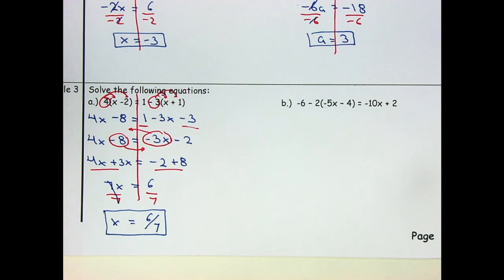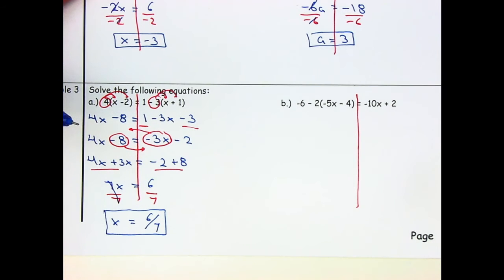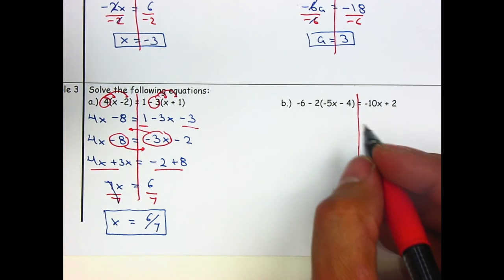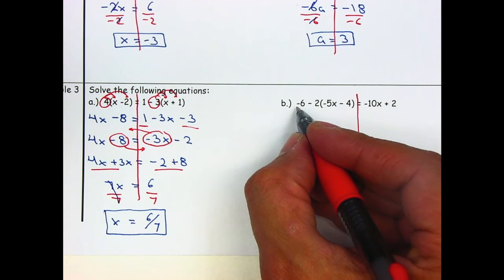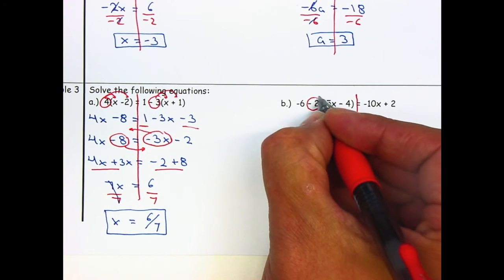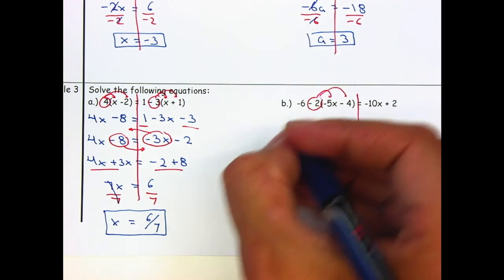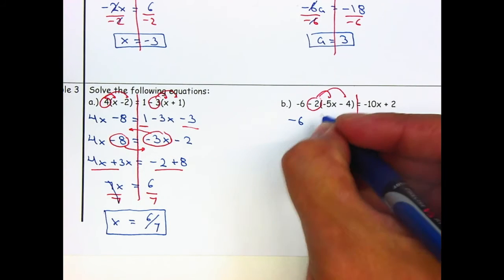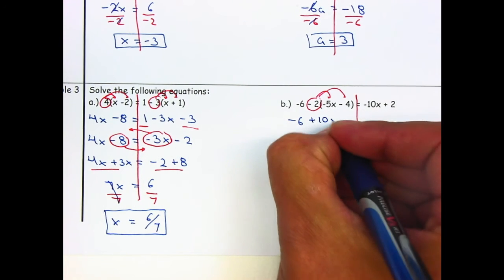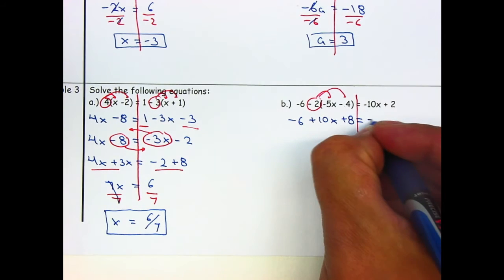Example number 3, letter B. Let's divide it in 2 sections. Remember, many of you are very tempted to subtract negative 6 minus 2. We can't. We need to get rid of the parentheses first by using the distributive property. We have negative 6. Negative times a negative is going to be positive 10x. Negative times a negative is a positive 8. Equals. Bring this down.